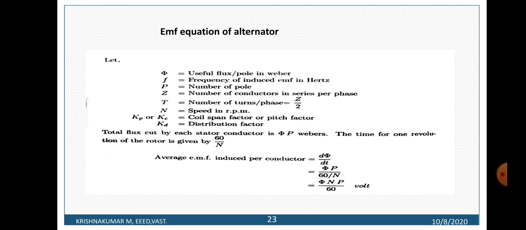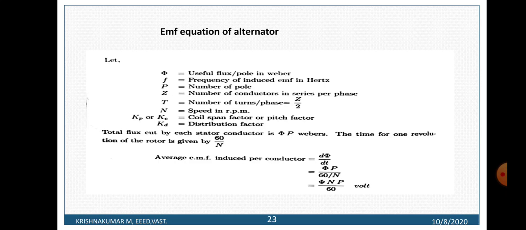EMF equation of an alternator. Phi is equal to useful flux per pole in Weber. F is equal to frequency of induced EMF in Hertz. P is equal to number of poles. Z is equal to number of conductors. T is equal to number of turns per phase, which is Z by 2, so two conductors constitute one turn.